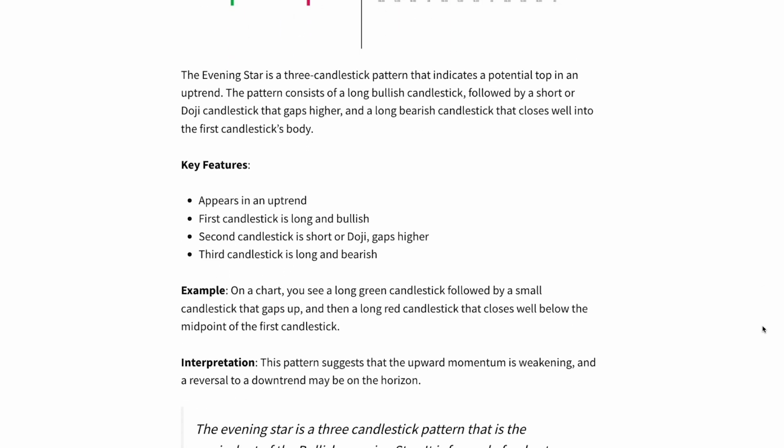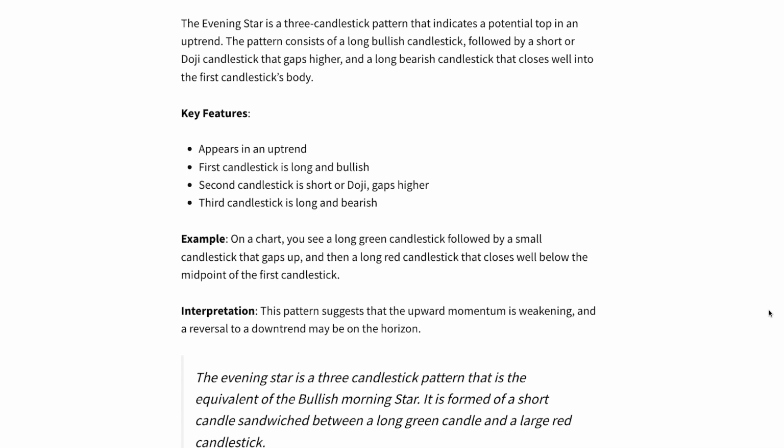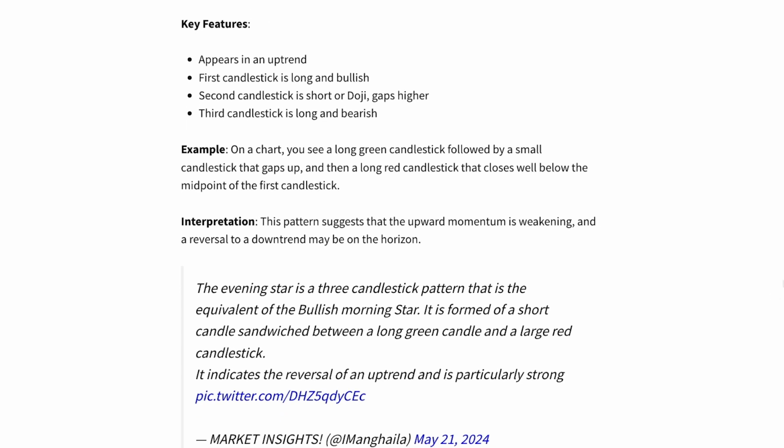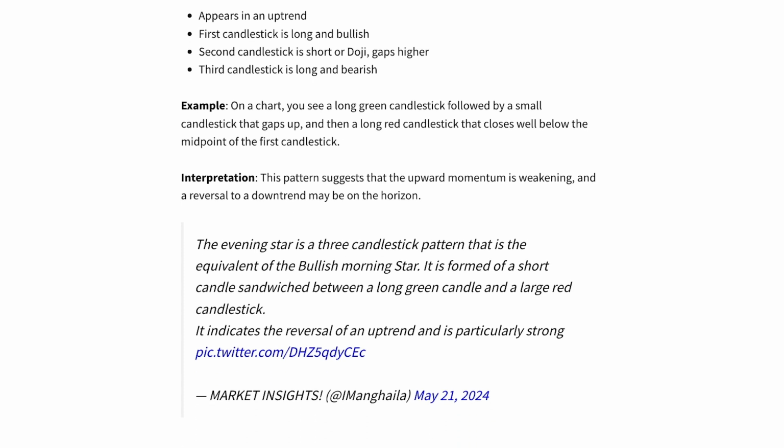So again, it appears in an uptrend. The first candlestick is long and bullish. The second candlestick is short, or potentially a doji candlestick. And the third is a long bearish one.